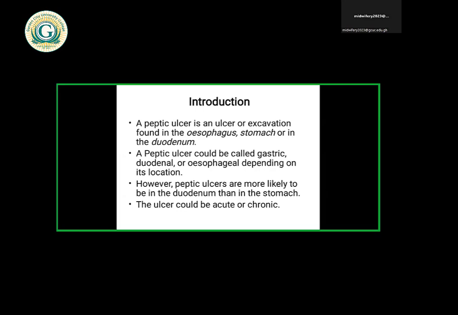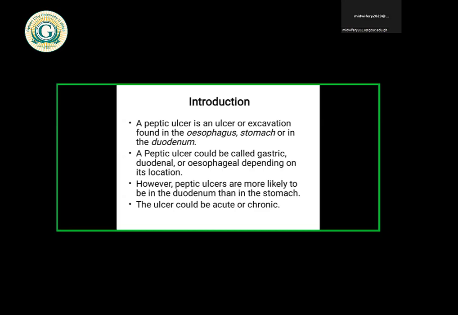So to start with, peptic ulcer is an ulcer of excavation found in the esophagus, stomach, or the duodenum. What do we mean by that? Mostly when we say peptic ulcer, people just focus their minds on the stomach. Gastritis will occur only in the stomach. GERD will occur in the esophagus. But peptic ulcer goes beyond the stomach. It can affect the stomach, the duodenum, or the esophagus. So peptic ulcer could be gastric, duodenal, or esophageal, depending on the location.